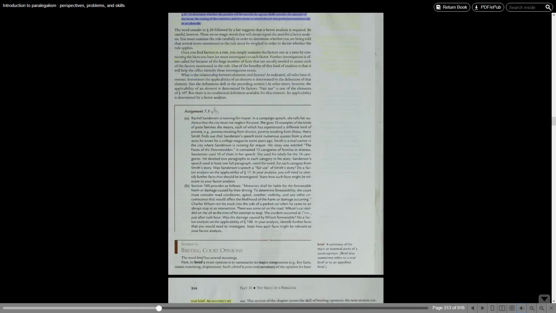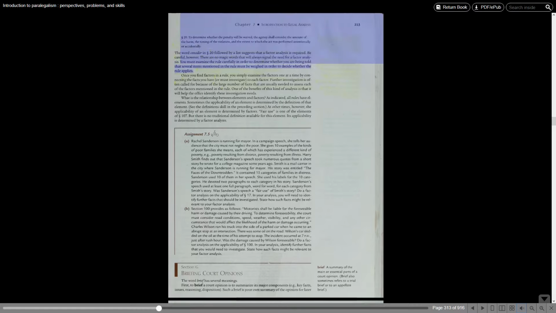To determine whether the penalty will be waived, the agency shall consider the amount of the harm, the timing of the violation, and the extent to which the act was performed intentionally or accidentally. The word consider in section 20, followed by a list, suggests that a factor analysis is required. Be careful, however. There are no magic words that will always signal the need for a factor analysis. You must examine the rule carefully in order to determine whether you are being told that several items mentioned in the rule must be weighed in order to decide whether the rule applies.